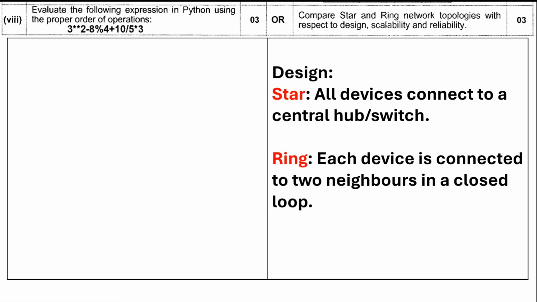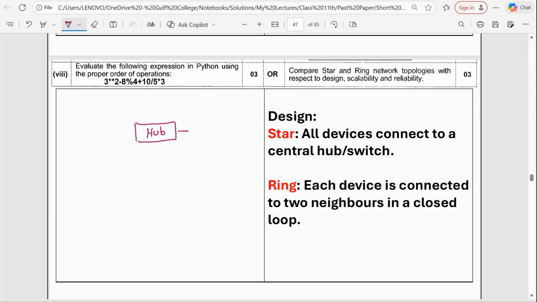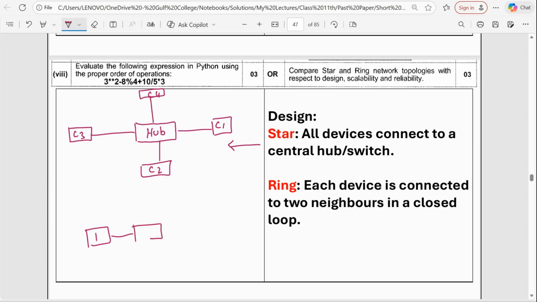For example, there is a central hub, and here you connect computer 1, computer 2, and then computer 3, and in this way you can attach computer 4. This is an example of star topology. Ring topology: suppose computer 1 is connected with computer 2, computer 3, and computer 4, and computer 4 is connected with the first one. It looks like the shape of a ring.